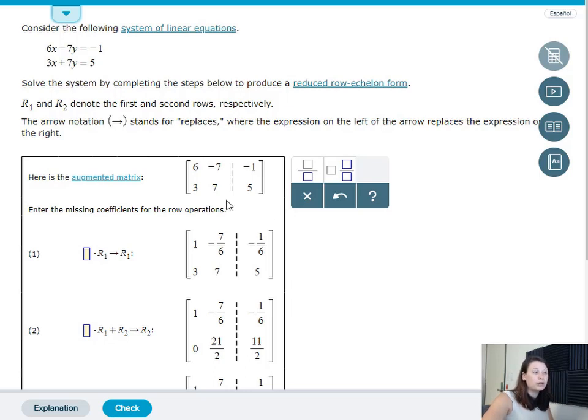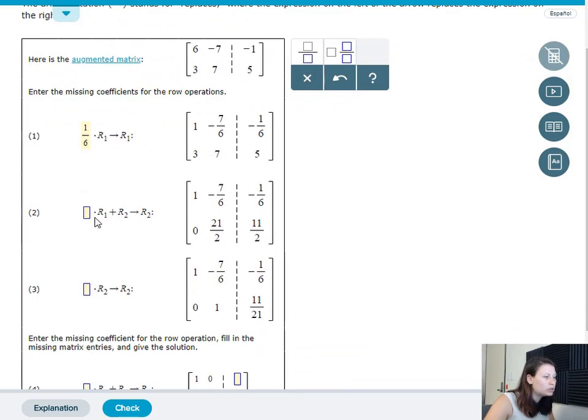Okay, so if we wanted to write this out, notice they have it here. 6x minus 7y is equal to -1. And 3x plus 7y is equal to 5, right? So what did we do? We multiplied R1 by something. We looked like we divided by 6. So that's multiplying it by 1/6, right? Then what happened? So we multiplied R1 by something, then added it to R2. Okay, so looks like we got rid of the 3. So that would be multiplying it by -3, right?